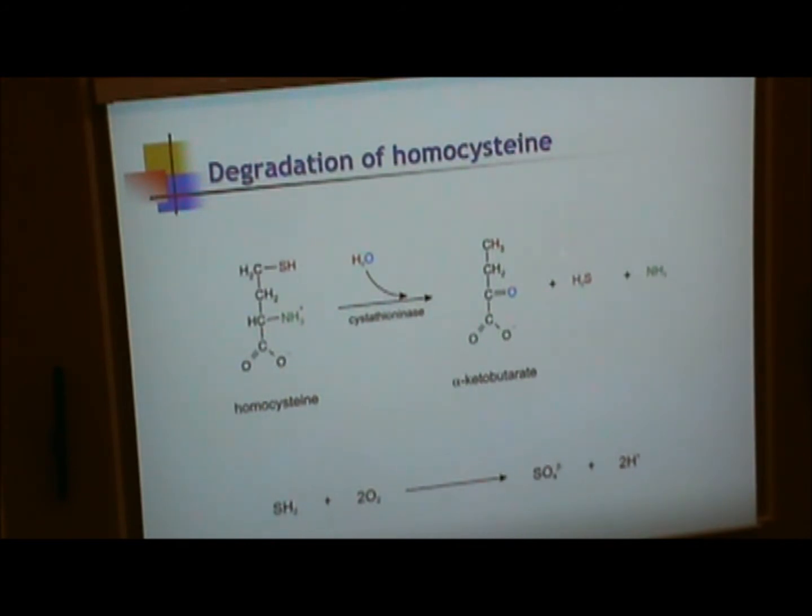What happens with hydrosulfide? So the hydrosulfide is oxidized by oxygen. It is converted into sulfate. Hydrogen atoms are released in the form of protons. What happens with sulfate? Sulfate interacts with ATP, forming active sulfate. You already know this process.